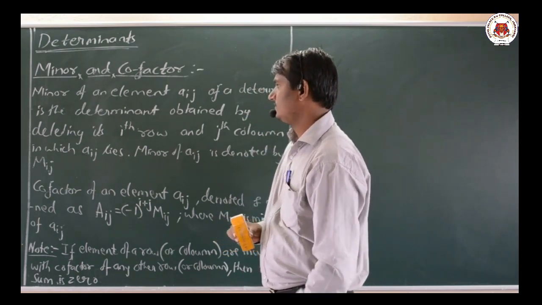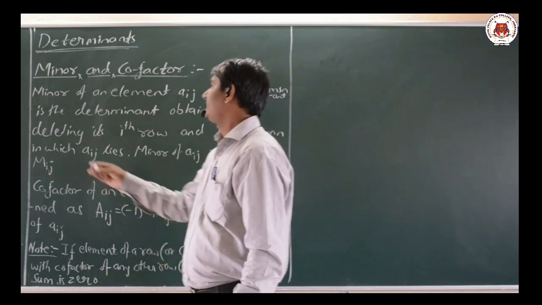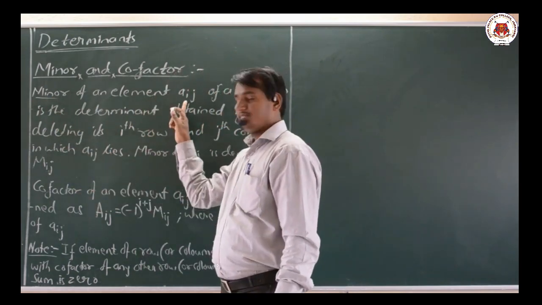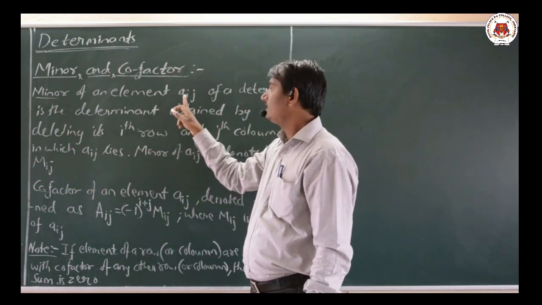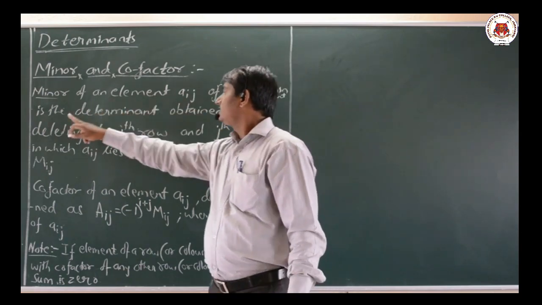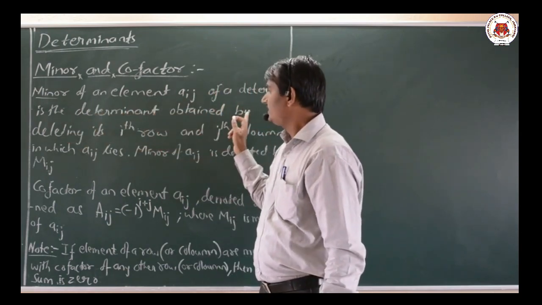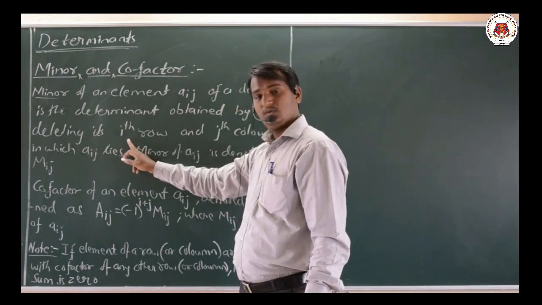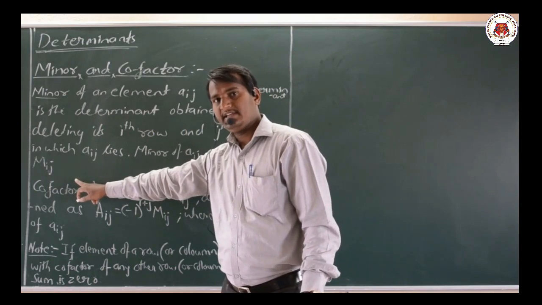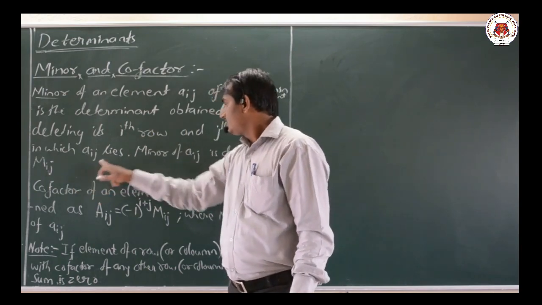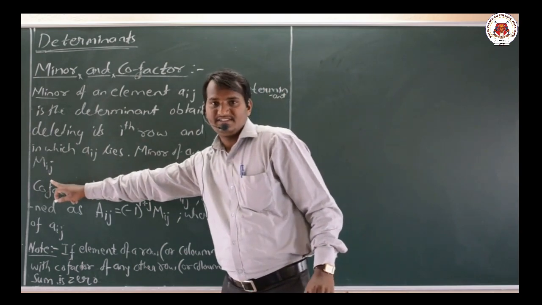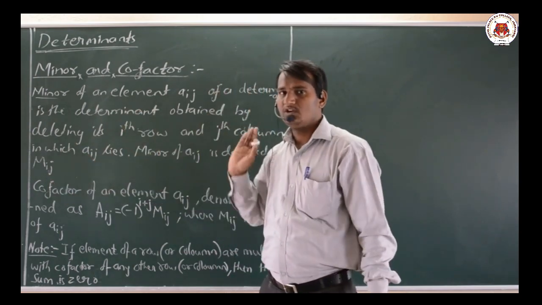Let us first see the definition of minor. What do you mean by minor? The minor of an element Aij of a determinant is the determinant obtained by deleting its ith row and jth column in which Aij lies. Minor of Aij is denoted by capital letter Mij. I will just explain what this means.